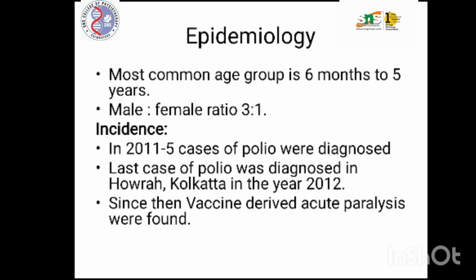Then epidemiology. The most common age group is 6 months to 5 years. The male to female ratio is 3:1. In 2011, 5 cases of polio were diagnosed. The last case of polio was diagnosed in 2012, in Howrah, Kolkata. Then vaccine-derived acute paralysis cases are found.